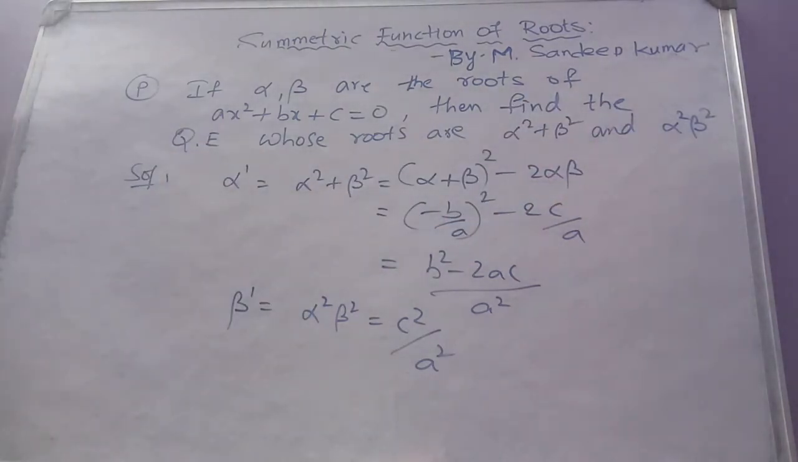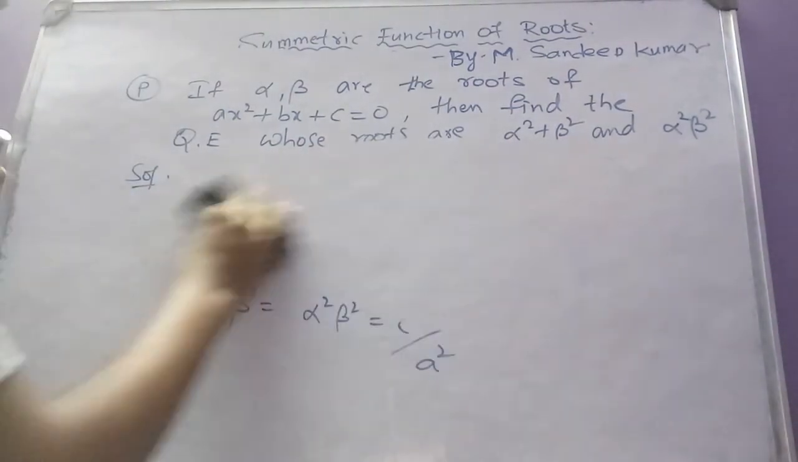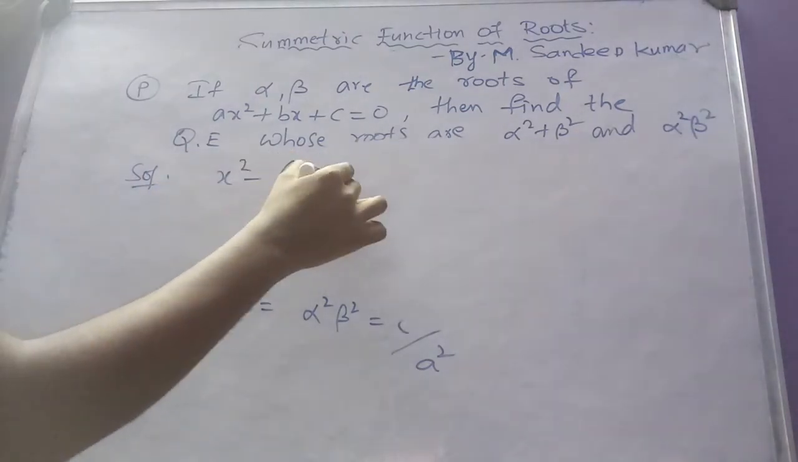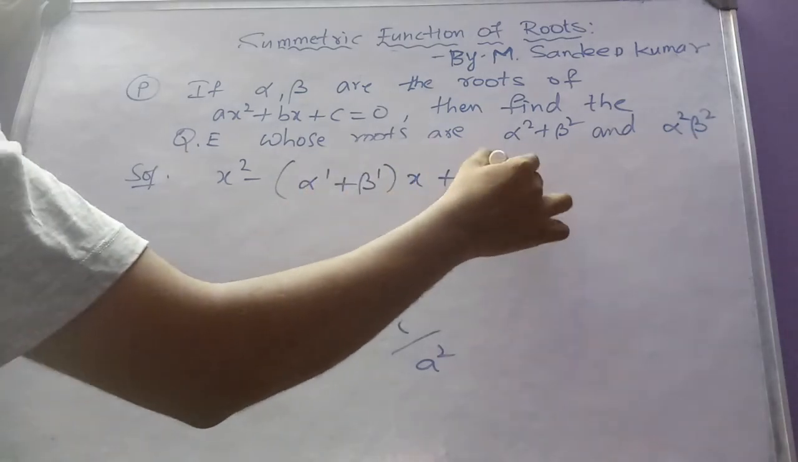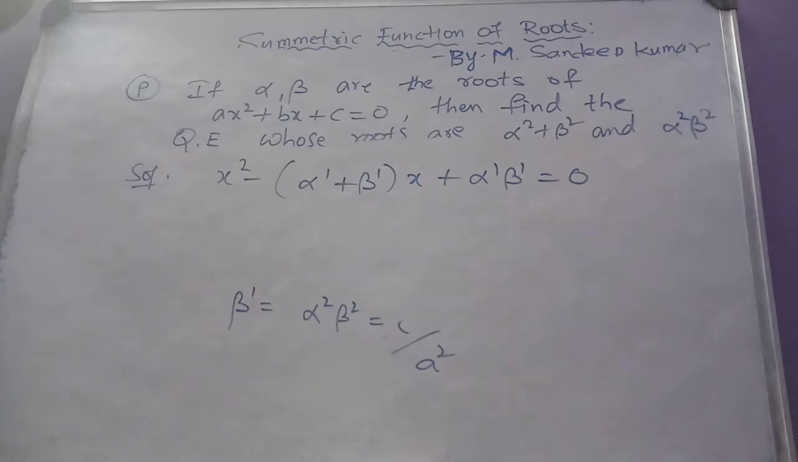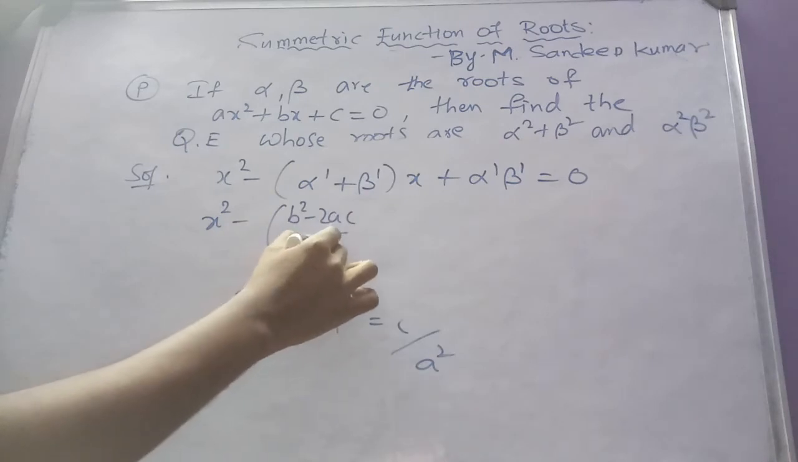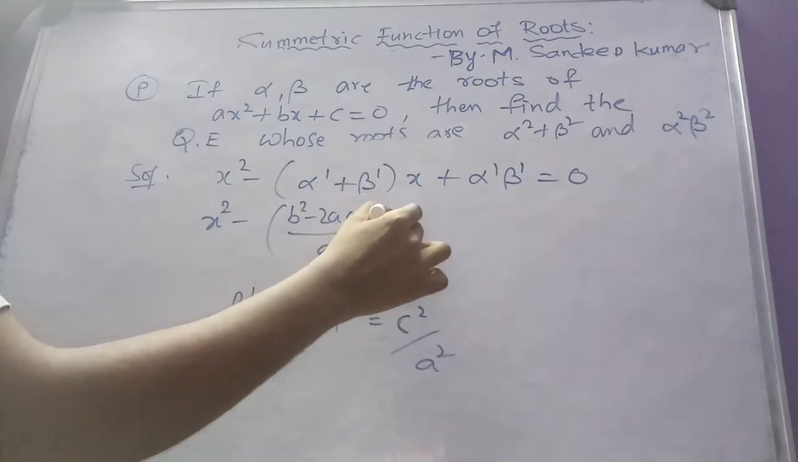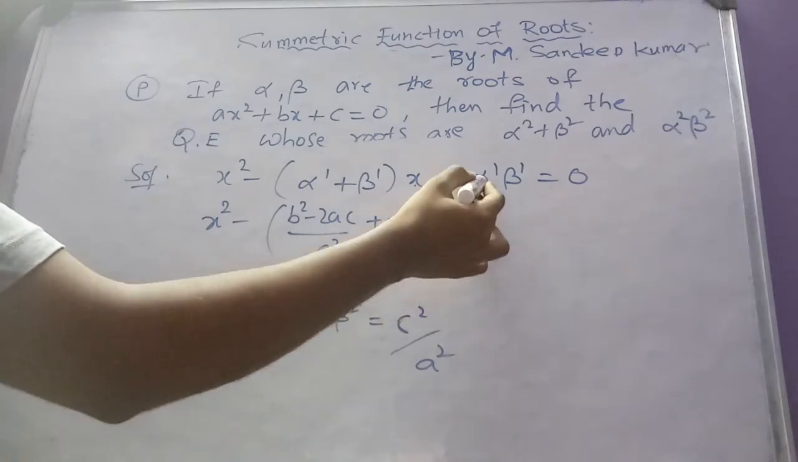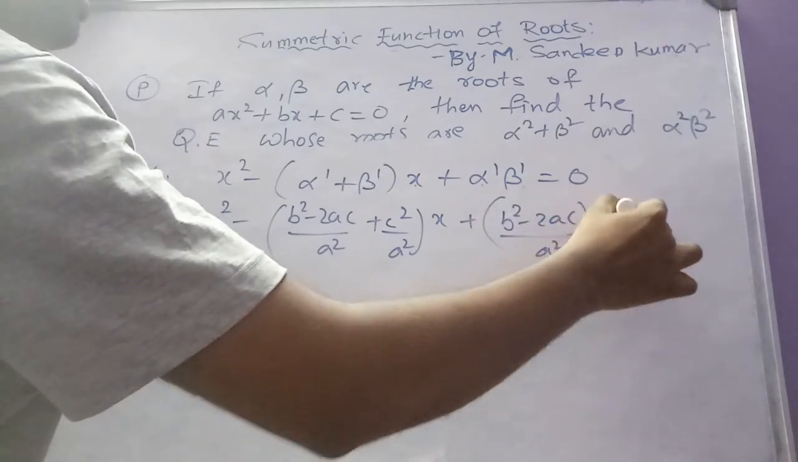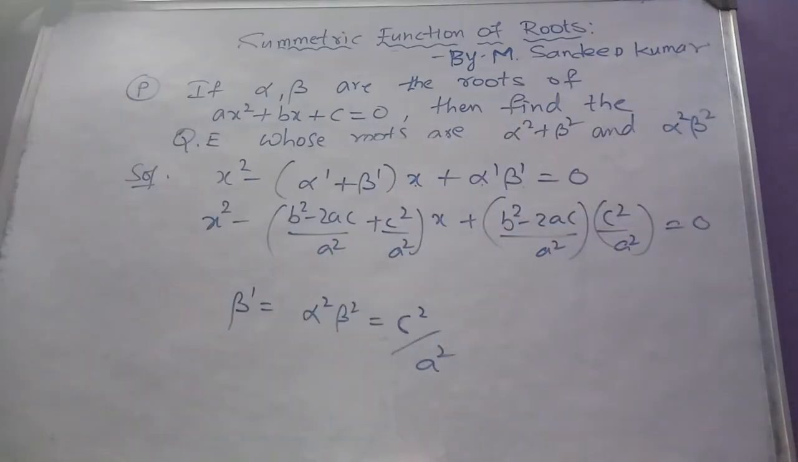So what shall I do? Let me find out the quadratic equation. The quadratic equation whose roots are alpha dash and beta dash is x square minus of alpha dash plus beta dash into x plus alpha dash beta dash equal to 0. Correct? So you can substitute: alpha dash is b square minus 2ac by a square and beta dash is c square by a square, into x. Alpha dash into beta dash is b square minus 2ac by a square into c square by a square equal to 0. Two more steps, we have got our answer.